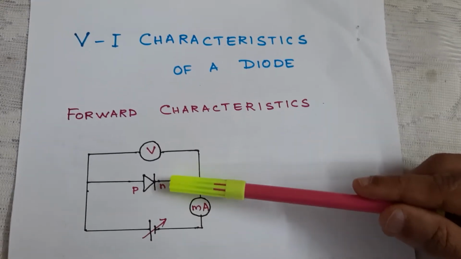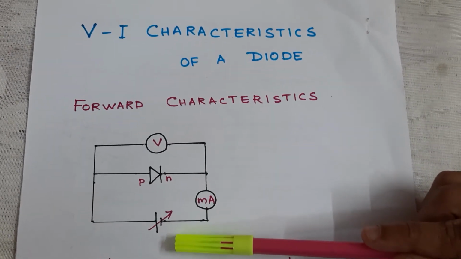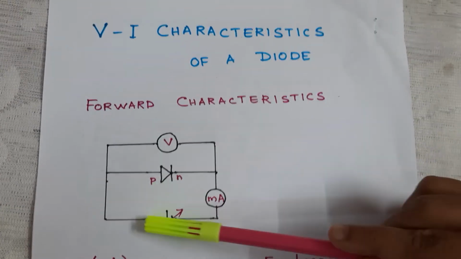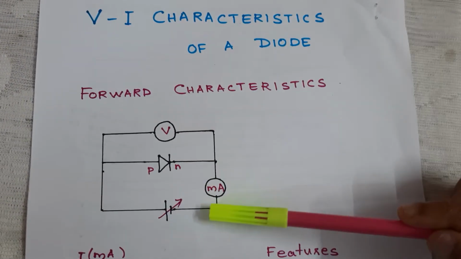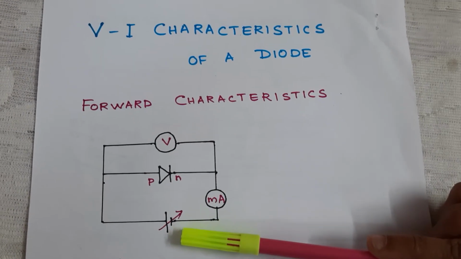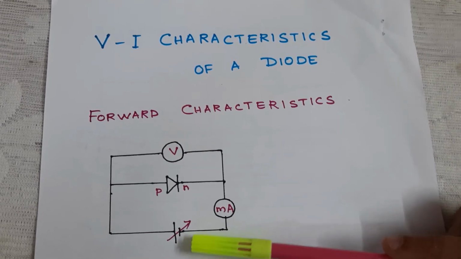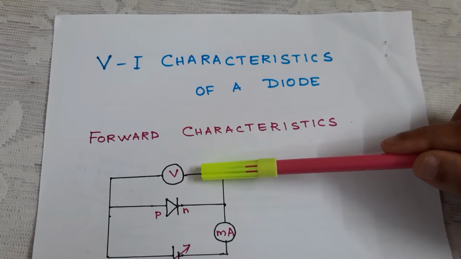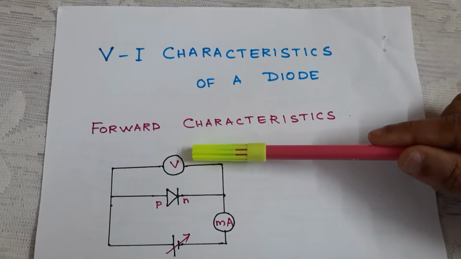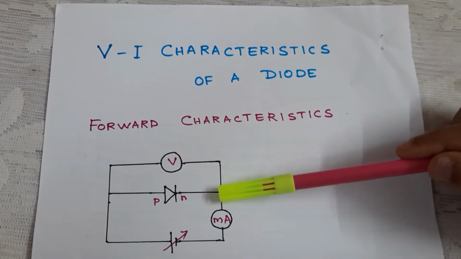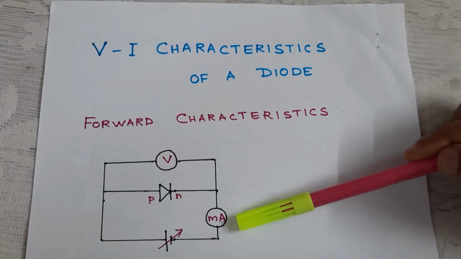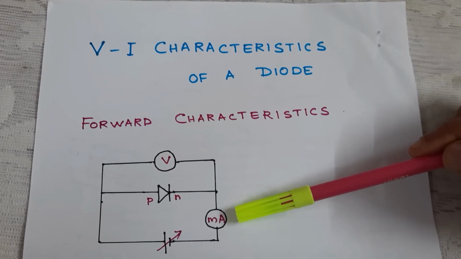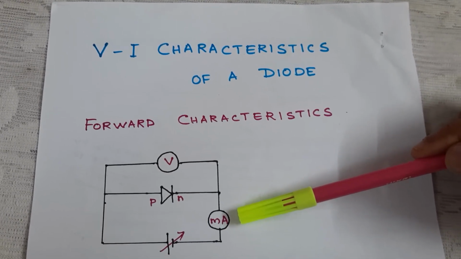In this case, the diode is forward biased. P side is connected to positive and N side is connected to negative of the battery. The voltage across the diode, that is forward voltage, is measured by a voltmeter. The current through the diode, that is forward current, is measured by milliammeter.